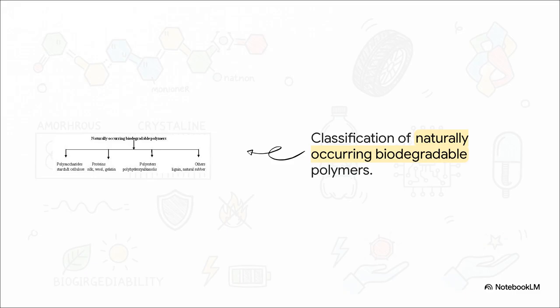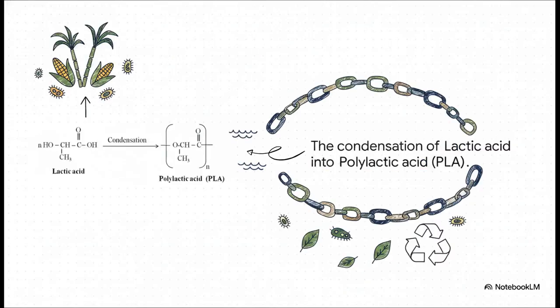They do their structural job, and when they are no longer needed, naturally occurring microorganisms like bacteria and fungi break them down into completely harmless water, CO2, and biomass. So taking inspiration directly from nature, material scientists are synthesizing our own biodegradable polymers. For example, consider the chemical condensation of lactic acid into PLA or polylactic acid. Lactic acid is just an organic acid found naturally in biological processes. By linking these monomers together, we create PLA. It is a synthetic plastic, yes, but because it's derived from biological sources, it retains that crucial ability to be safely degraded by microorganisms when its job is finally done.